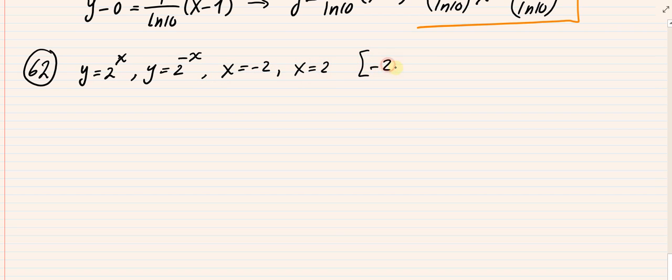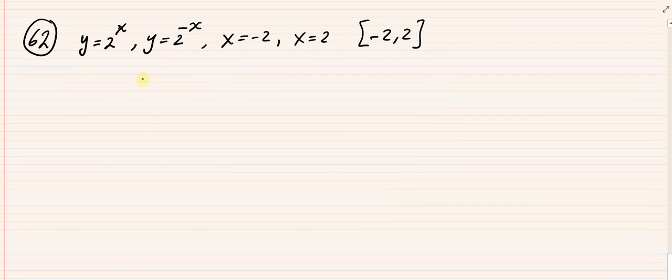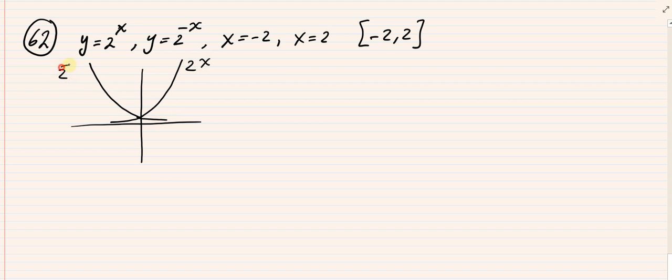In other words, they want it from negative 2 to 2. That's another way to think about this. Now, in number 62, if we graph each of these, actually these aren't difficult to graph. There's your 2 to the x. This is 2 to negative x. And the lines: this is a vertical line at negative 2, and the other one is x equals 2.